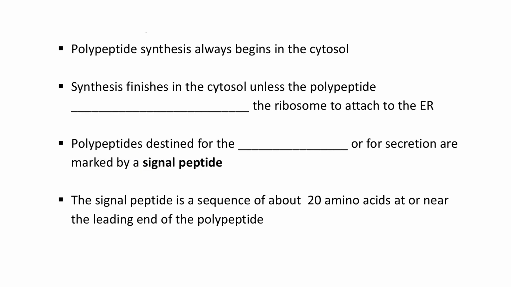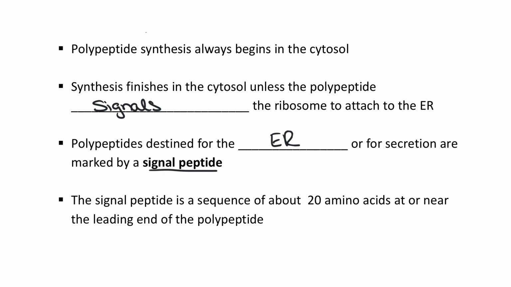Synthesis of these polypeptides always begins in the cytosol. So mRNA is going to attach to one of these free-floating ribosomes that are found within the cytosol. The synthesis is going to finish there in the cytosol unless the polypeptide signals the ribosome to attach to the endoplasmic reticulum. Polypeptides that are destined for the endoplasmic reticulum or for secretion are marked by a signal peptide.